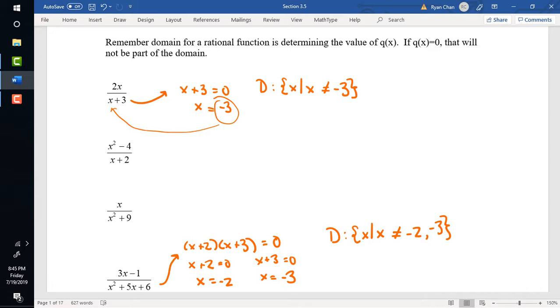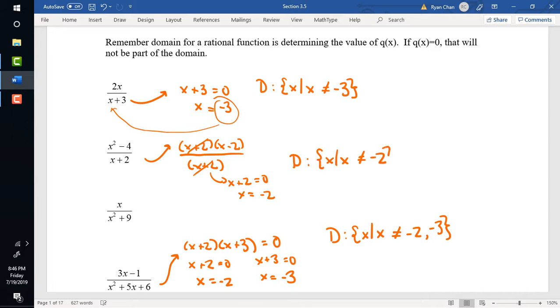Let's take a look at one more example. Even if I have the top and I factor this, and it cancels out, I still will set the bottom equal to 0. So my domain will still be x such that x cannot equal -2.